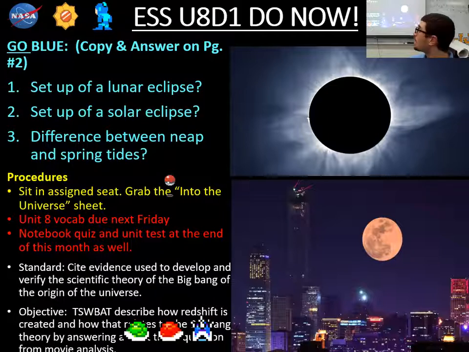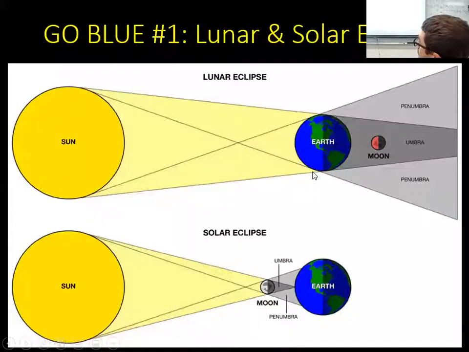Numbers 1 and 2. If we look up here, we've got the setup of a lunar eclipse versus a solar eclipse. For Go Blue number 1 and 2, we have the lunar and solar eclipse. As you can see in the picture, with the lunar eclipse, the moon is in the Earth's shadow. These are much more common than the solar eclipses because the shadow is much larger. Again, the Earth's in the middle: the sun, Earth, and moon. Oftentimes when the moon is in the penumbra, it's like a regular full moon, white in color. When it gets behind that main shadow, the umbra, that's when it starts to look orange and red in color.